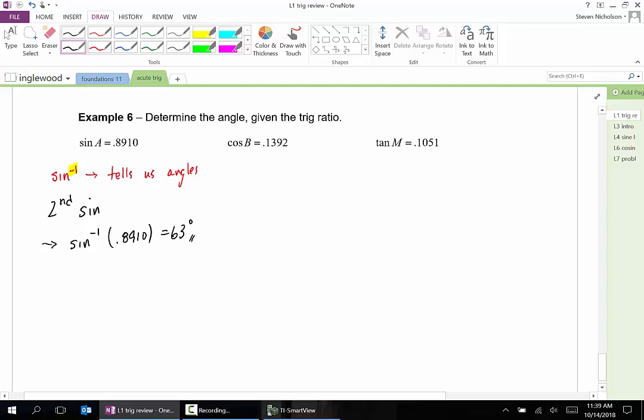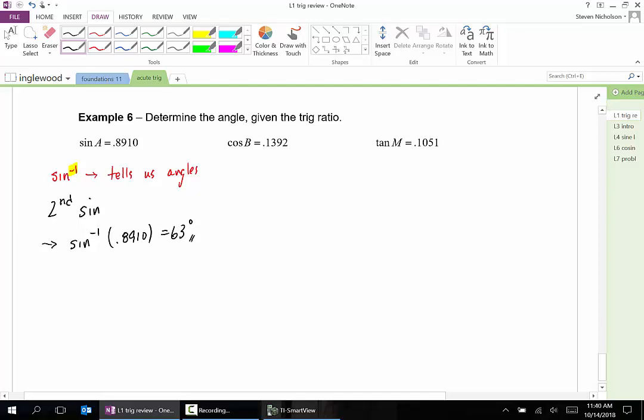So I don't know anything about this triangle. I just know the ratio of the opposite to the hypotenuse, and if the ratio of the opposite to the hypotenuse is 0.8910, then the actual angle that we're interested in is 63 degrees.